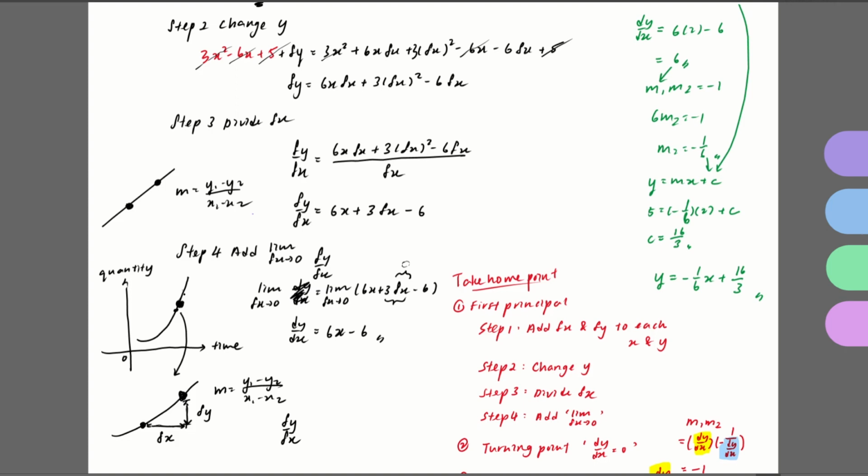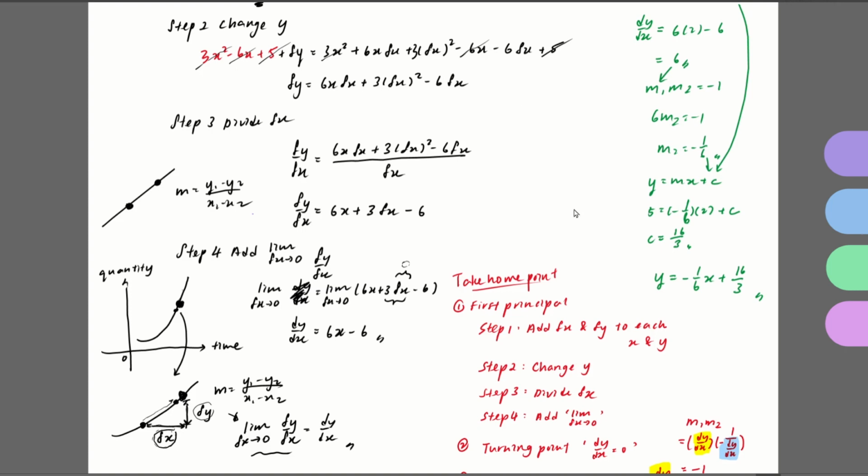But there is an issue because now it is a curve. It will not be the exact correct gradient for this point. So what we do is we try to minimize this delta x, which means this point will go closer to the point that we want. So that's why we need to add a limit where delta x approaches 0, because we want to minimize this and to minimize our delta y to find the correct or accurate gradient. So that's why when finding the gradient of a tangent, we need to use this expression. But this expression is too lengthy, so they rename it as dy over dx to simplify things.